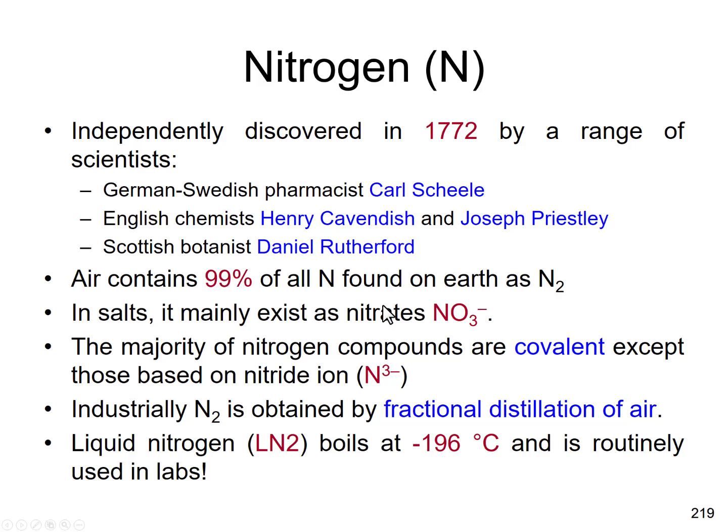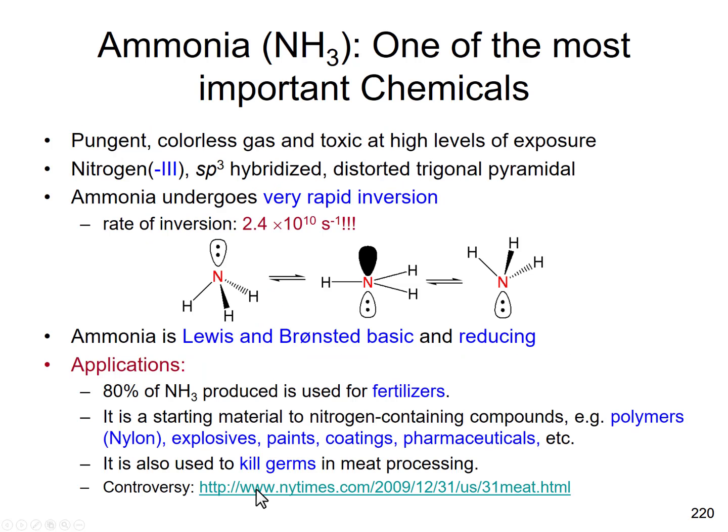In salts, it mainly exists as nitrates, NO3-, and the majority of nitrogen compounds are covalent except for those based on the nitride ion, which is the N3- ion. Industrially, nitrogen is obtained by fractional distillation from air. Liquid nitrogen boils at -196 degrees Celsius and is routinely used in labs.